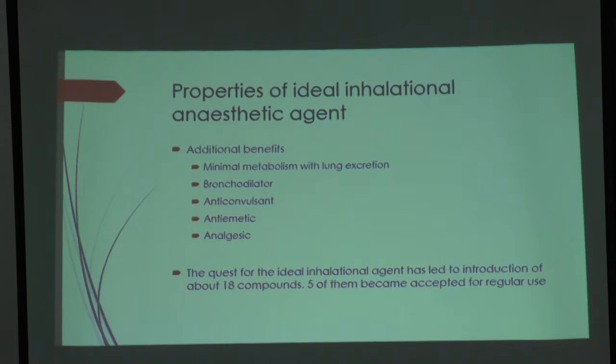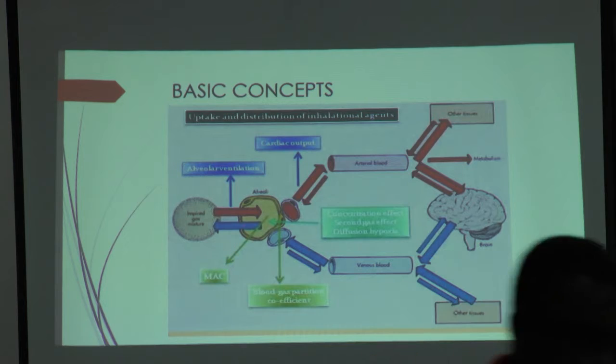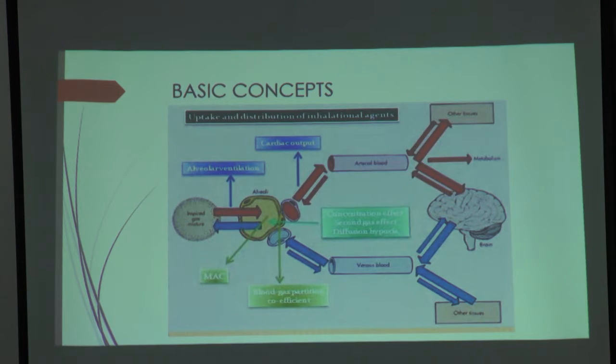We don't have any agents like that, okay? And like I said, a lot of agents have been worked on, hundreds of them. About 18 were released for clinical use. But in the end, we settled on the five that I mentioned earlier: halothane, isoflurane, enflurane, sevoflurane, desflurane. Those are the ones that are in clinical use. But you'll find that even with them, some of them, we are kind of inching away from them a little bit, okay? So this slide is just to introduce the basic concepts where inhalational anesthesia is concerned.